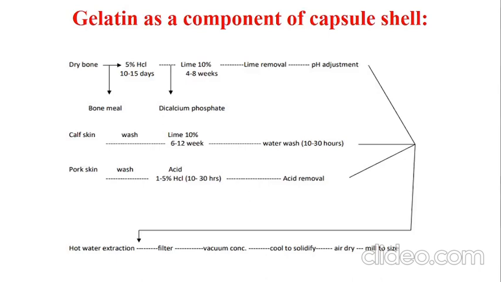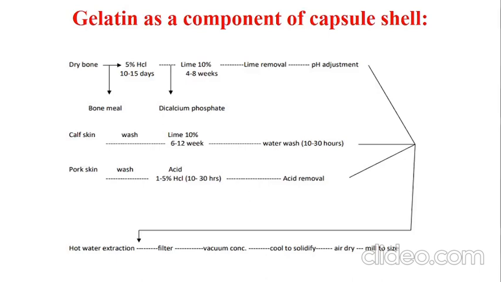Now in the case of calf skin and pork skin, the calf skin we wash several times with a lime treatment for certain weeks, followed by washing with water for several hours, followed by hot water extraction, filtration, vacuum concentration, solidification, and subjecting to drying, followed by milling.